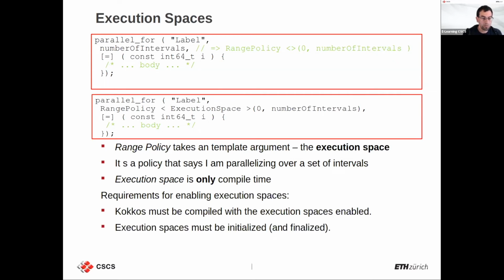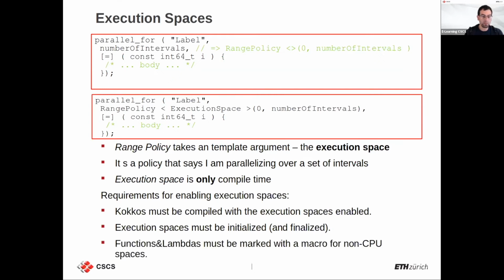Another point is that the execution spaces must be initialized. I haven't mentioned it, but basically the Kokkos code must be encapsulated between two functions, Kokkos initialize and Kokkos finalize, more or less like MPI. So if you have an MPI code, you should have MPI initialize, then Kokkos initialize, then all the Kokkos stuff that you want, then Kokkos finalize, and then MPI finalize.